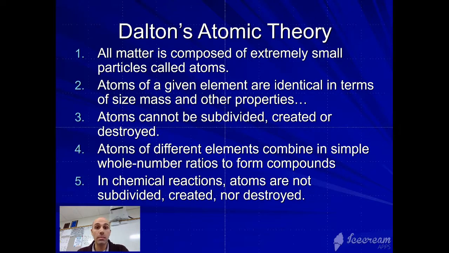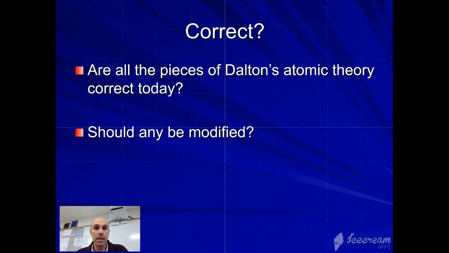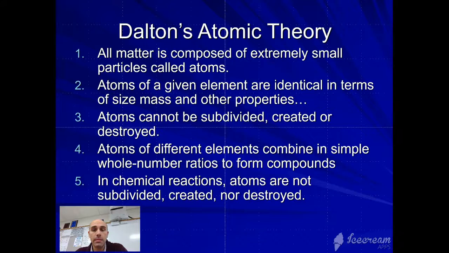Unbelievable. Now, are all the pieces of Dalton's atomic theory correct today? Should they be modified? We'll take a quick look back. What are some things that definitely pop out to you? I'm thinking number 3, maybe number 5. We know that atoms can be subdivided. We know that we can look at protons, neutrons, and electrons. We know we can look at quarks.